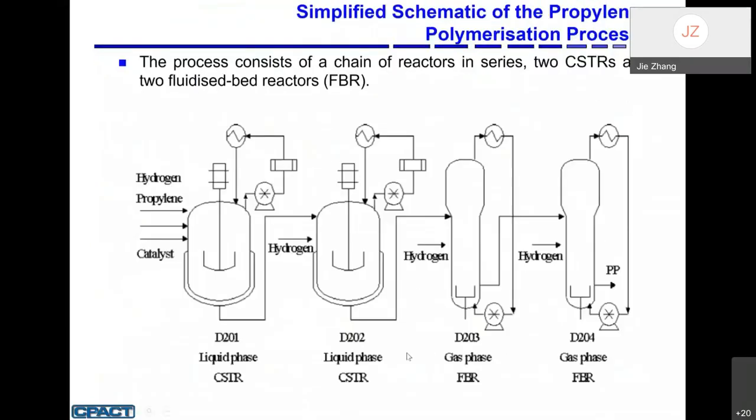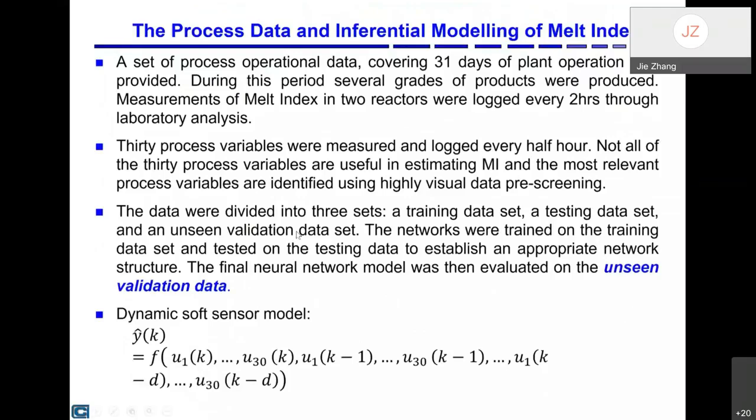This picture shows the diagram of the polymer production process. You can see there are two CSTRs and then two fluidized bed reactors. Here we have a set of process operational data covering 31 days of plant operation, about 1 month. During this period, several grades of different products were produced. Measurements of melt index in the two reactors were logged every 2 hours through laboratory analysis.